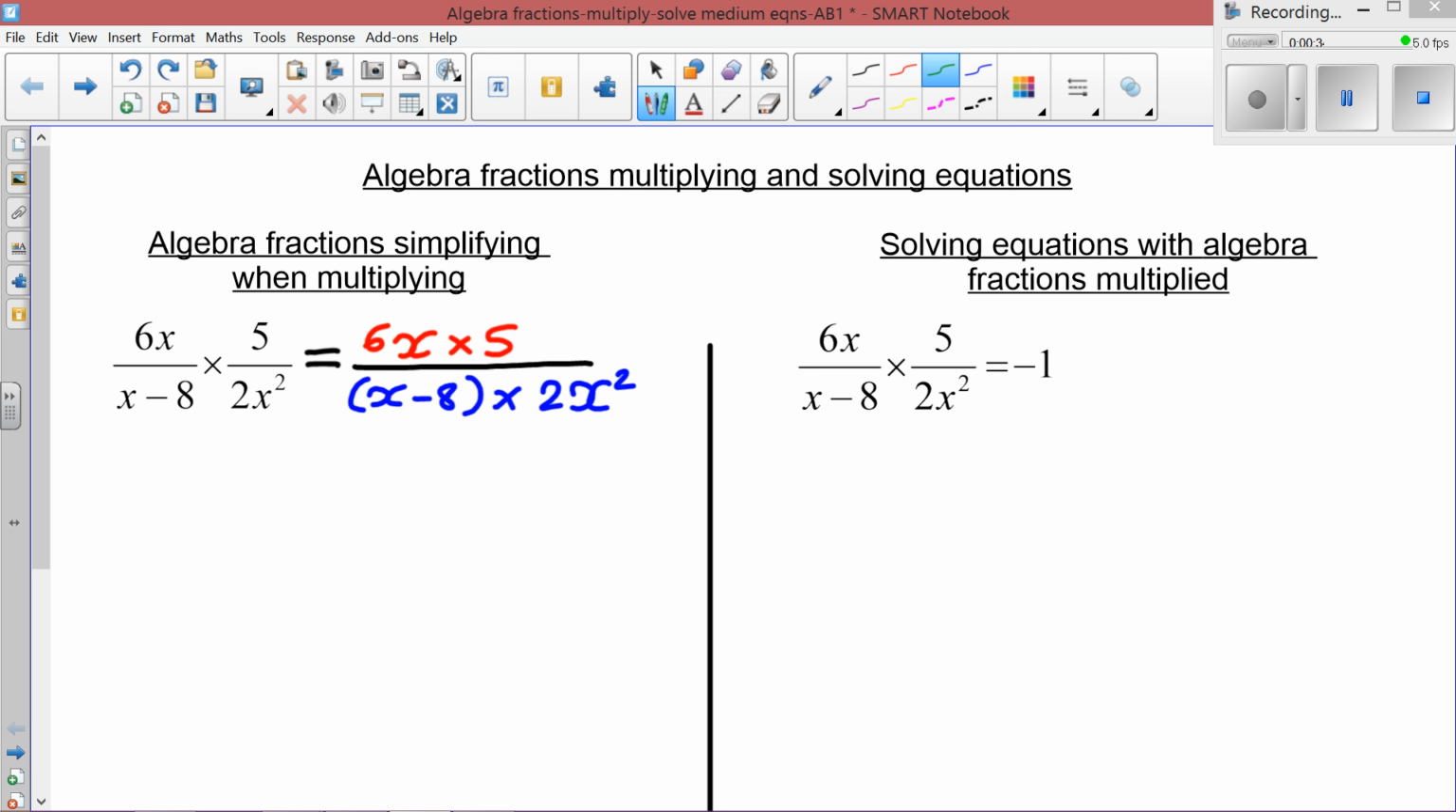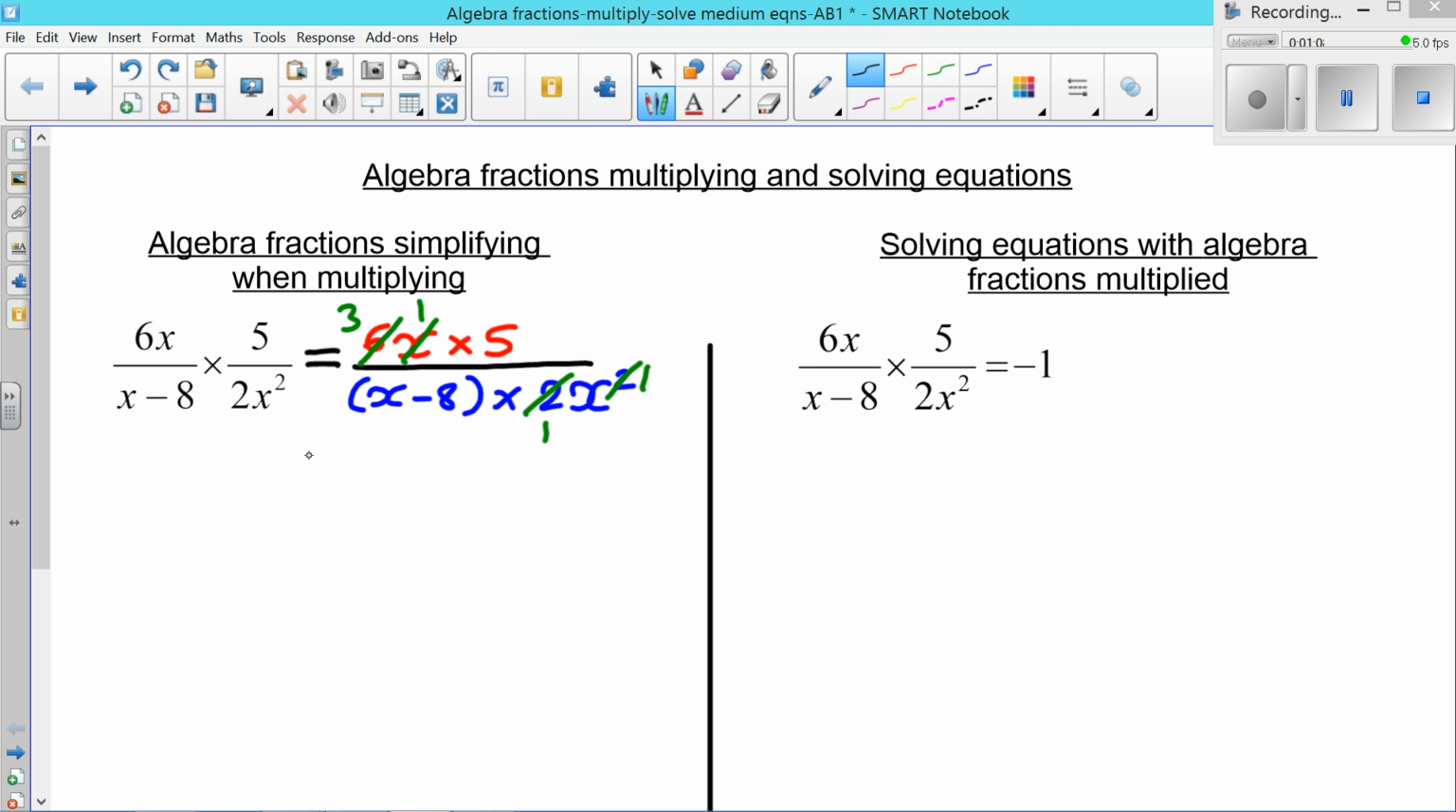And just like with number fractions, I look to see if there are any common factors between any term in the numerator and any term in the denominator. I observe I have a 6 and a 2. They both have a common factor of 2, so if I divide the 6 by 2 I get 3, and I divide the 2 by 2 and I get 1. I also observe that I have an x and an x squared. They both divide by x. So if I divide x by x I get 1, and I divide x squared by x I get x to the 1, or just 1x.